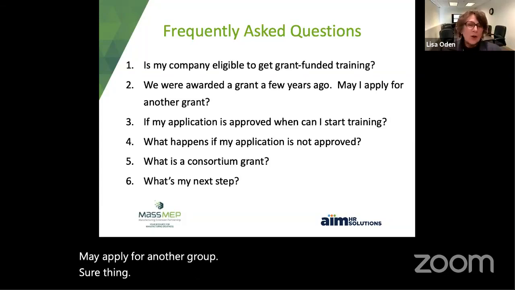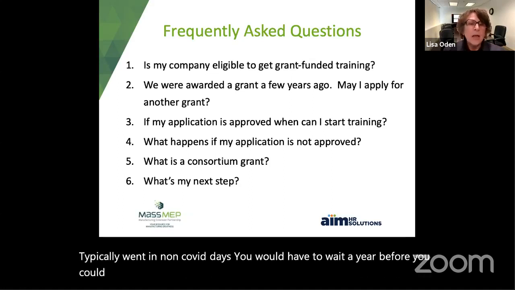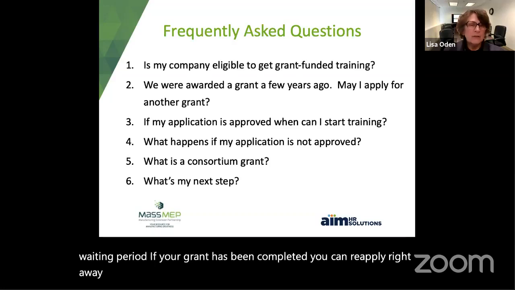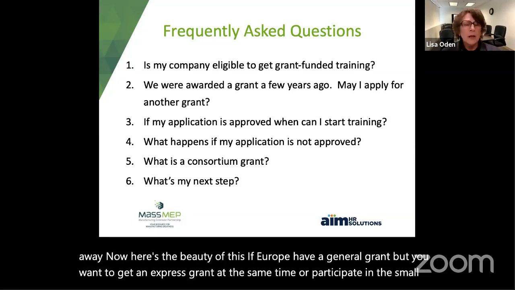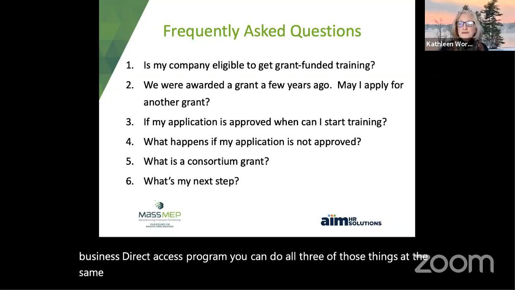Typically, in non-COVID days, you would have to wait a year before you could reapply for a grant. During COVID days, they're saying there is no waiting period. If your grant has been completed, you can reapply right away. Now, here's the beauty of this. If you have a general grant, but you want to get an express grant at the same time or participate in the Small Business Direct Access Program, you can do all three of those things at the same time. So it's not a twofer, it's a threefer. We can really go for it. That's awesome.